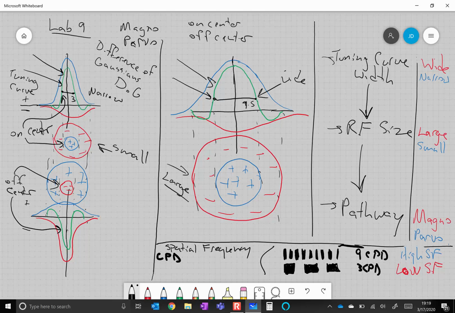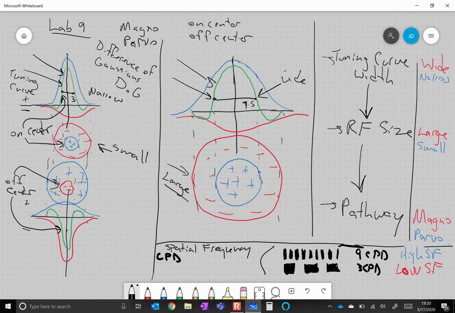Now we have both of these channels going at the same time. The parvocellular pathway and the magnocellular pathway are both looking at natural scenes, because natural scenes have high spatial frequencies and low spatial frequencies. So we need to make sure that we're using both of these channels when we're looking at natural scenes. They cover the whole area.